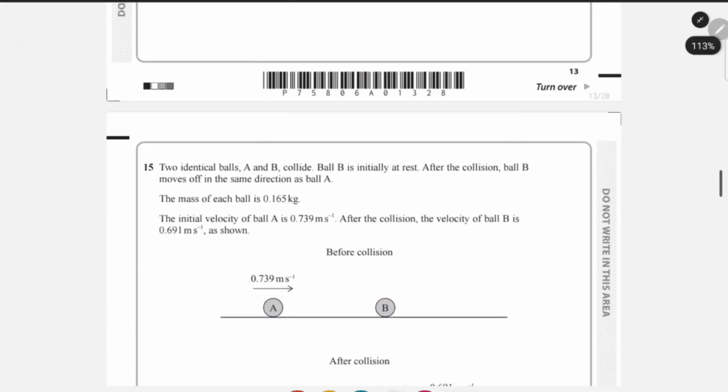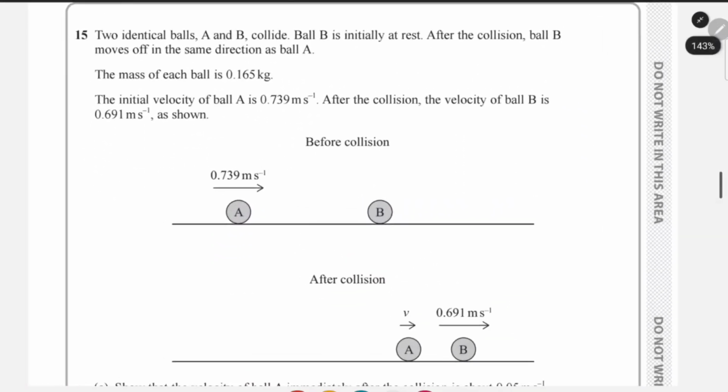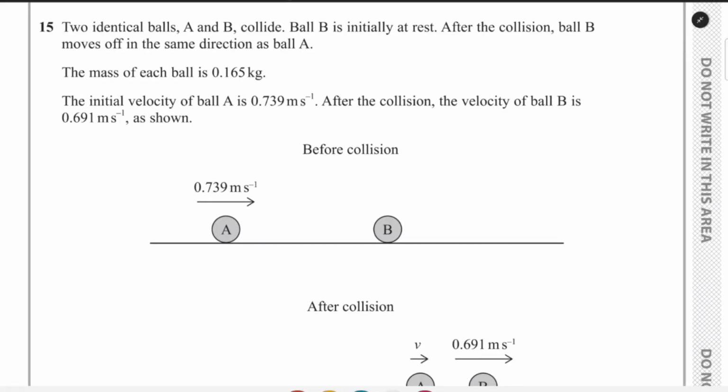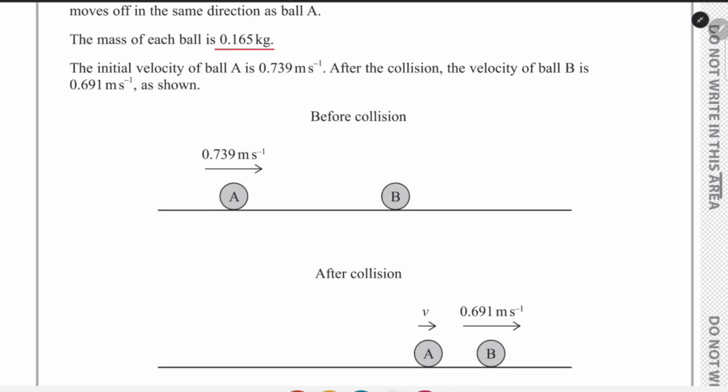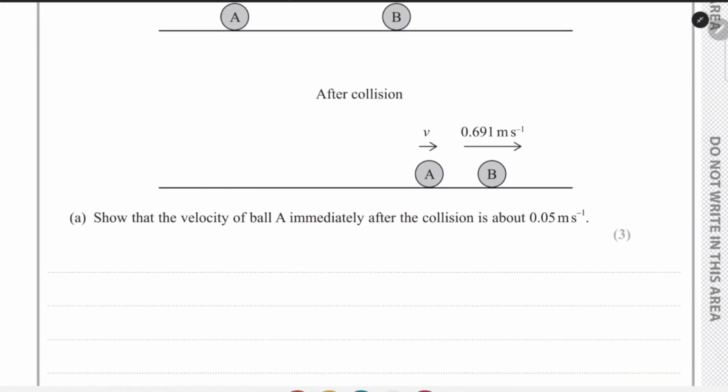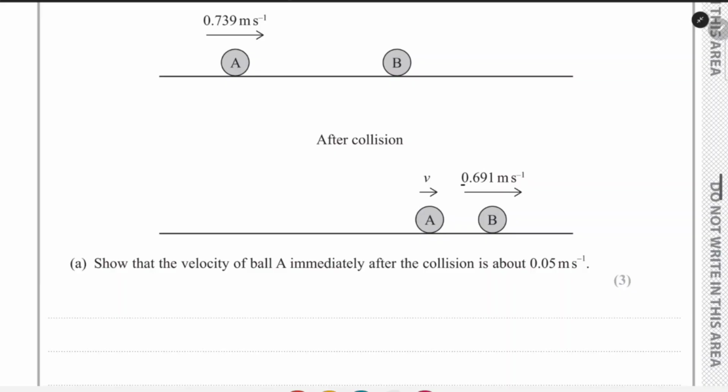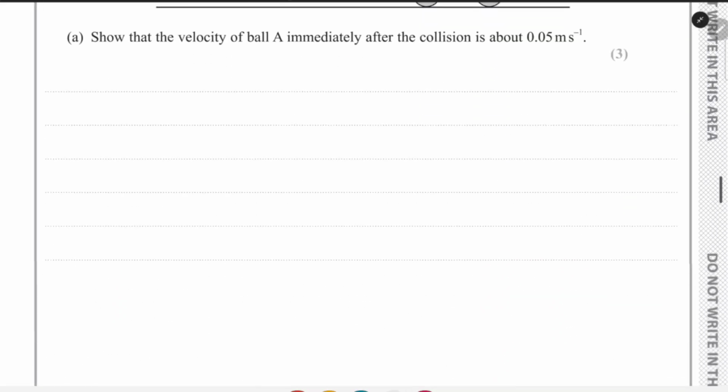Now moving to question 15 over here, we have a question about momentum. We have two identical balls, A and B, colliding. Initially B is at rest, and after the collision both of the balls move in the same direction. We are given the mass of each ball as 0.165 kg and also the initial velocity of ball A. We are given the final velocity of ball B as well.